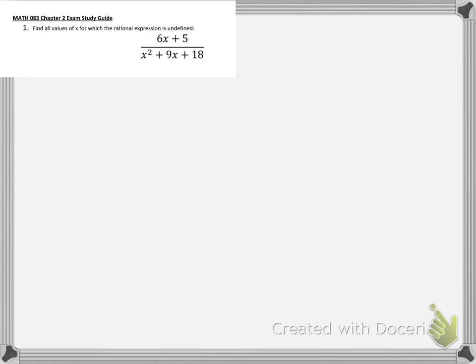Hi, and welcome to this video that teaches you how to solve all the problems in the Exam 2 study guide. The first problem asks us to find all values of x for which the rational expression is undefined. Recall that a rational expression is undefined when we try to divide by 0. So for example, if we had 6x plus 5 over 0, or if we have 5 over 0, that's when an expression becomes undefined.